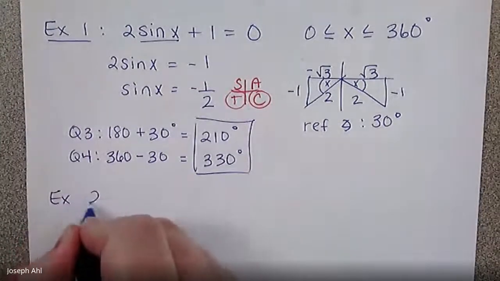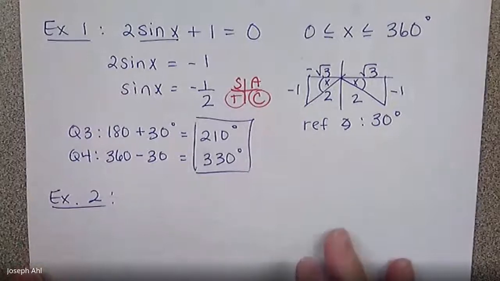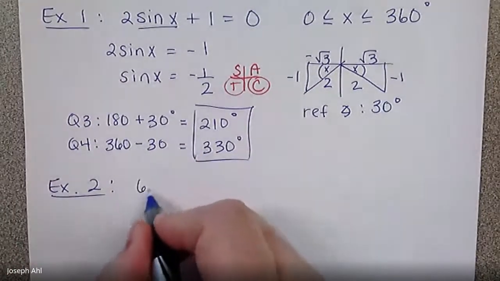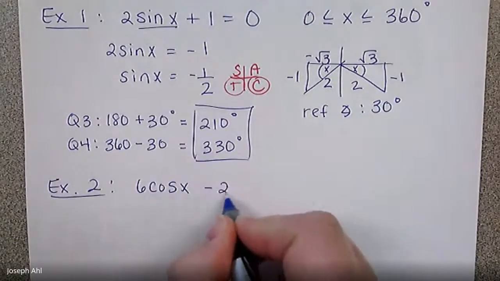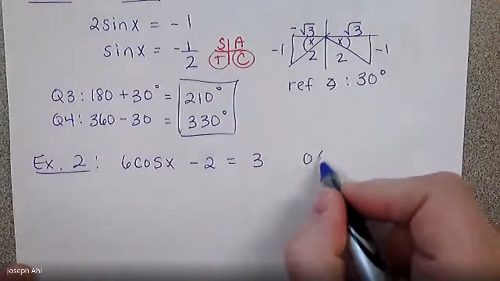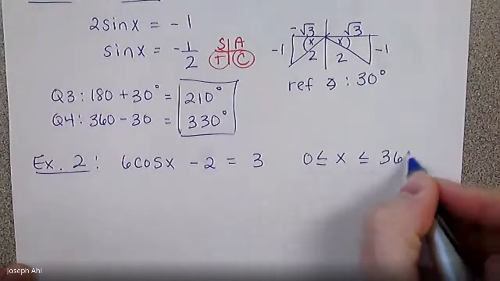All right, let's move on to example 2, taking a look at 6 cosine x minus 2 equals 3. We're going to solve this one over the same exact interval, where x is an angle from 0 to 360 degrees.